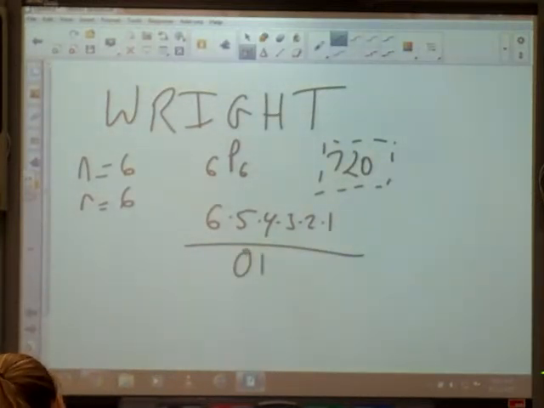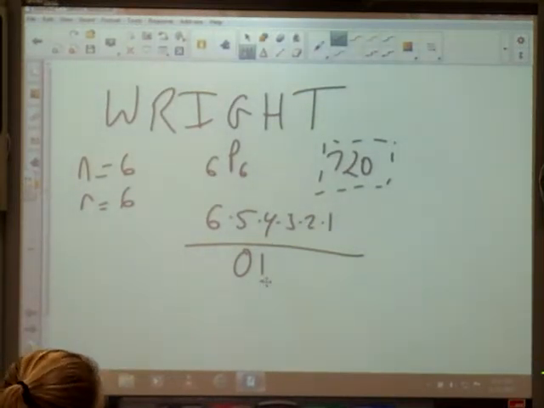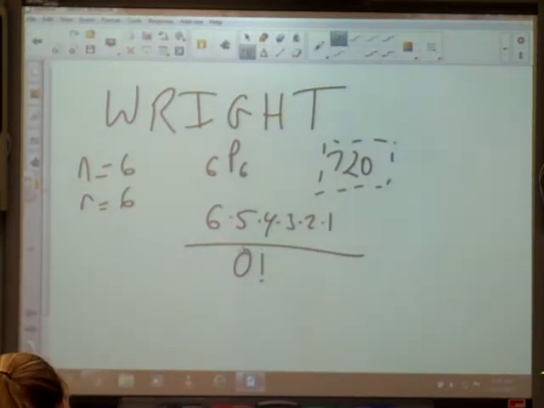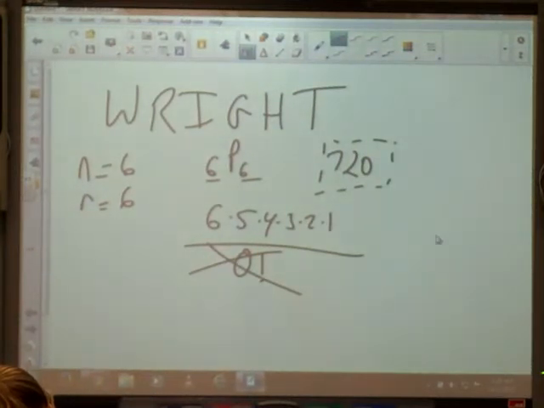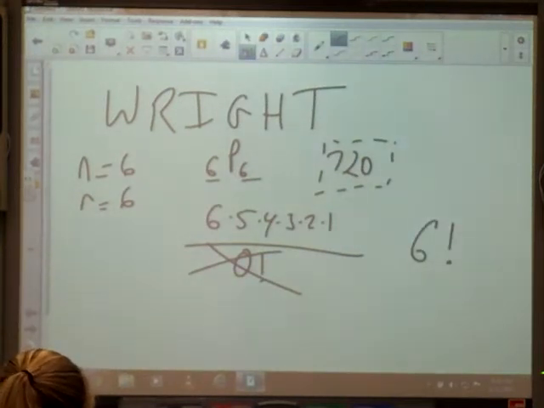What is 0 factorial? Yeah, but we don't have a 0 up here in any of this, do we? No. So when N and R are the same, you don't have that division piece at all. You could just do it as the factorial, if you didn't want to type out that whole NPR thing.